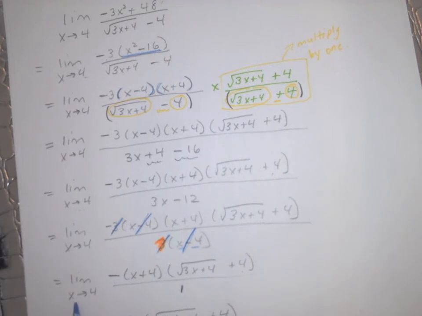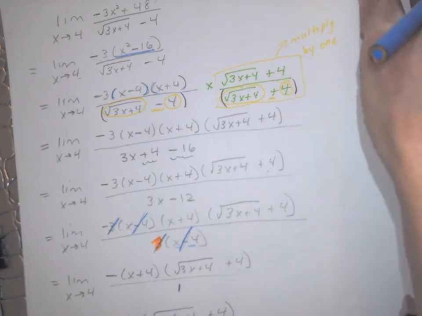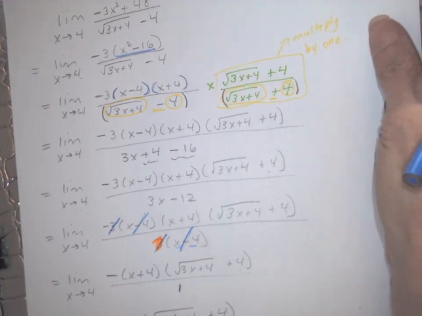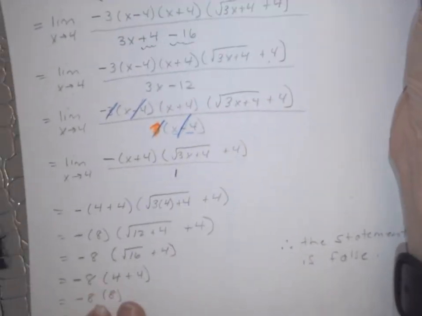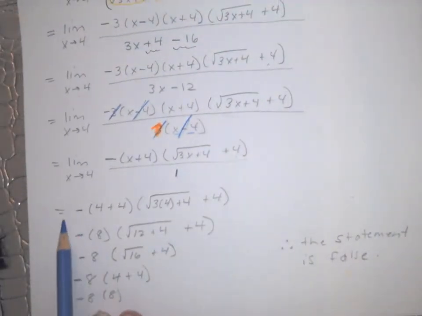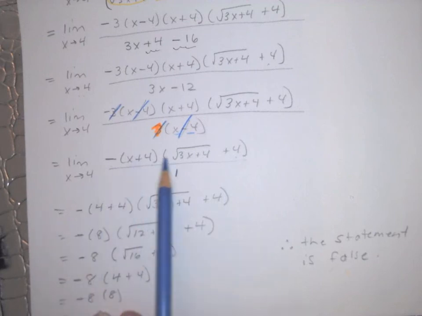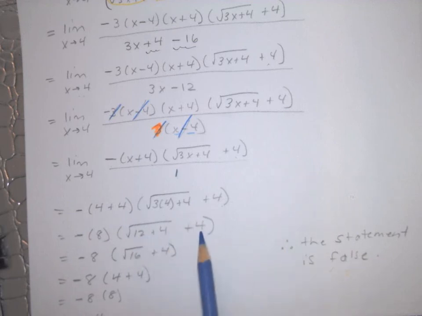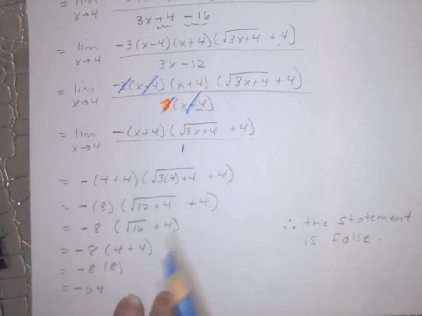So now I'm going to test, can I let x approach 4 now? Yes, because the bottom is just going to stay 1. It doesn't even depend on x. So we used algebra to be able to now substitute in x is 4. Now that I've done all that work, I can solve by substitution. Because I'm substituting, the limit is gone. I'm replacing each x in here with the number 4. Because it's divided by 1, I don't need to show that anymore. Then 4 plus 4 is 8. 3 times 4 is 12 plus 4 is 16. The root of 16 is 4, plus 4, so I end up getting negative 8 times 8, which gives me negative 64.